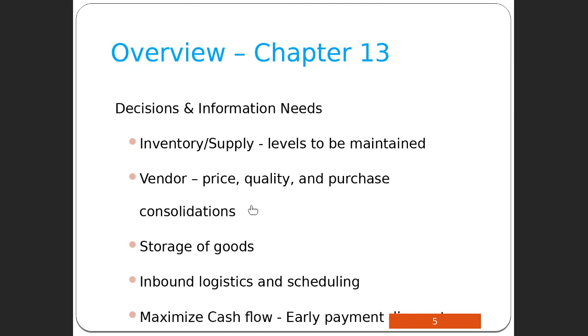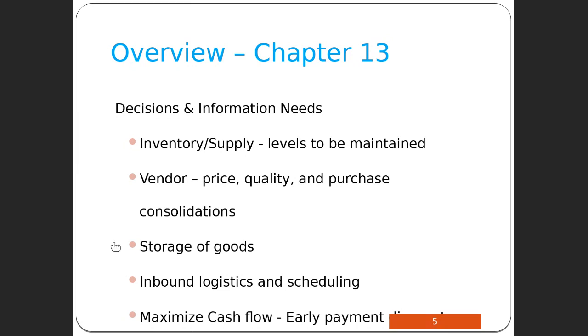Purchase consolidations mean buying more than one item from the same vendor. So you might decide to buy printers and computers and projectors from the same supplier, from the same company, and this will give you a discount. This will get you a discount because you're buying more. So this has to be decided by the expenditure cycle.